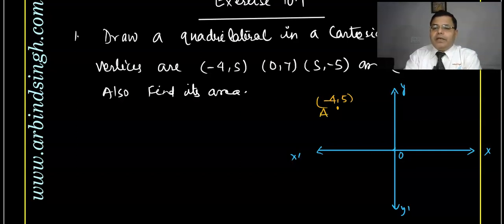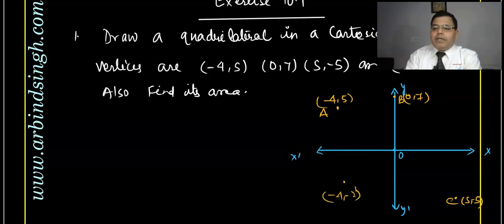That is a point, say A. B is a point with x 0 and y 7, so it must be here, (0, 7). This must be point B. And C is a point with x 5 and y -5, x 5 on this side and y -5 on this side. This is point C, with coordinates (5, -5). And D is (-4, -2): x is -4 and y is -2. So that will be the point (-4, -2).